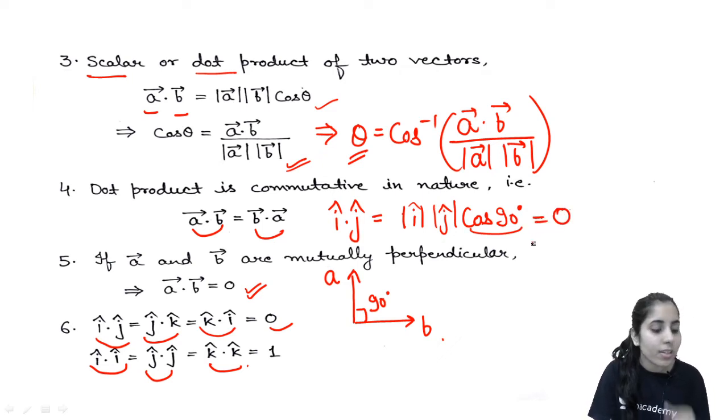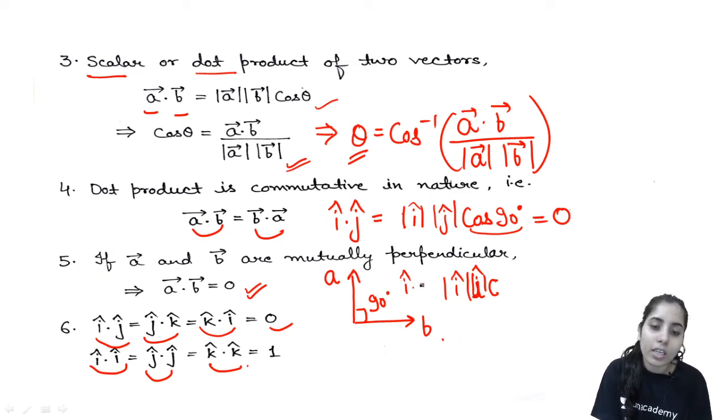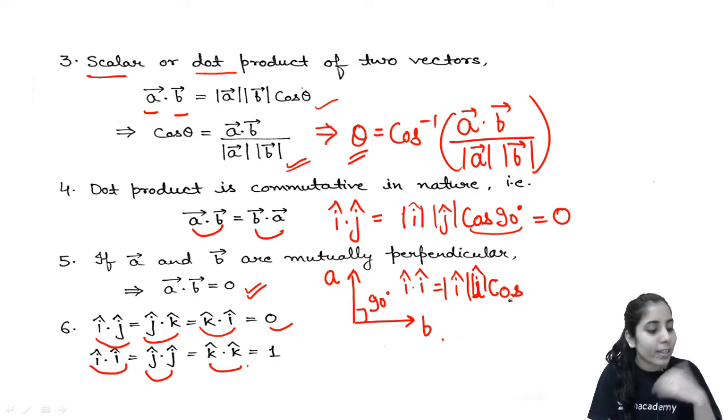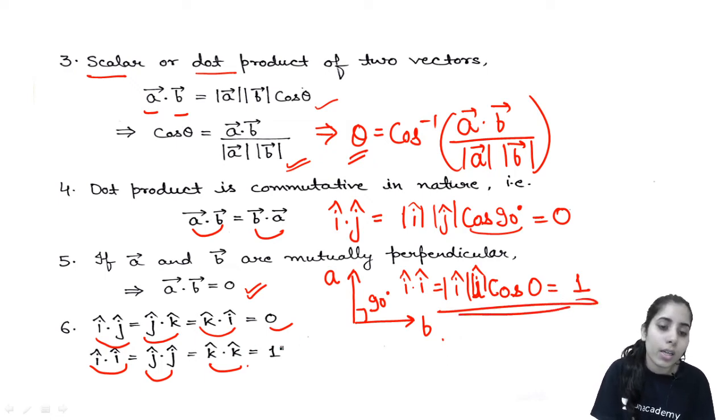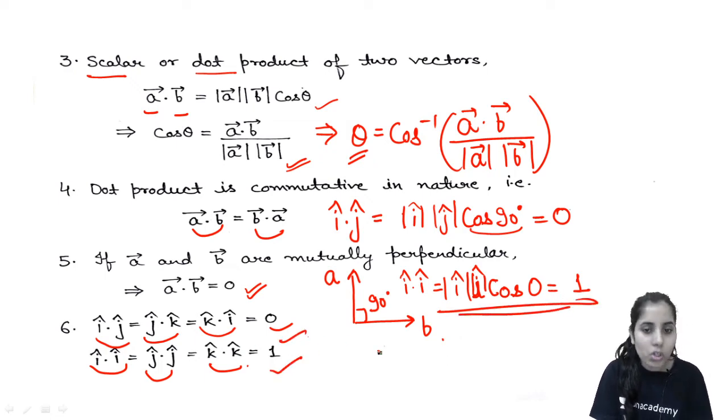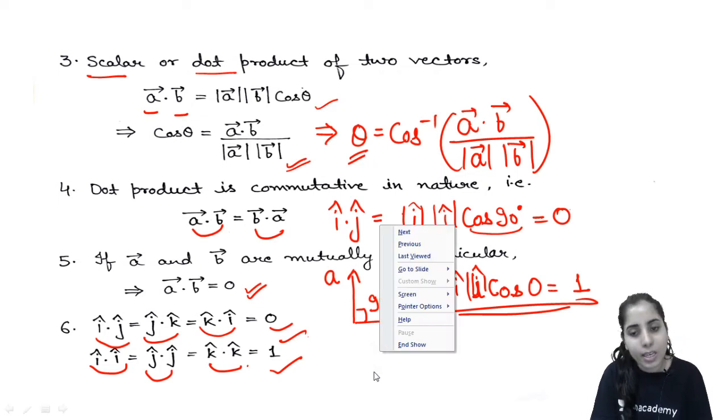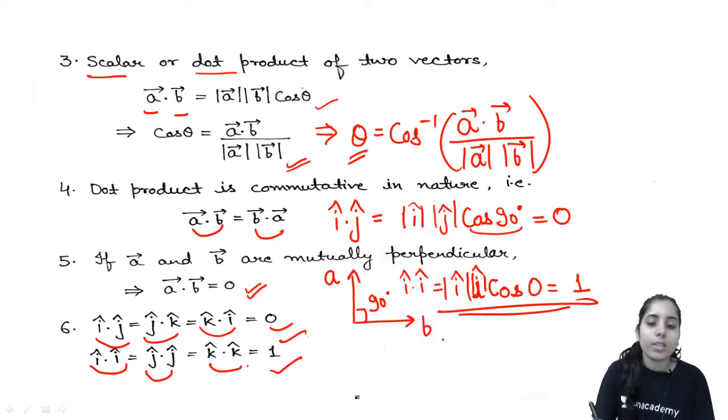But if you take the dot product of the same unit vector with itself, it will always give you 1. Magnitude of i with magnitude of i, so i dot i, the angle between i and i itself will be 0. So cos 0 is equal to 1. Clear? That's how you get it, and these values are very simple and easy to get. Is this clear? If you have any doubt anywhere, let me know.